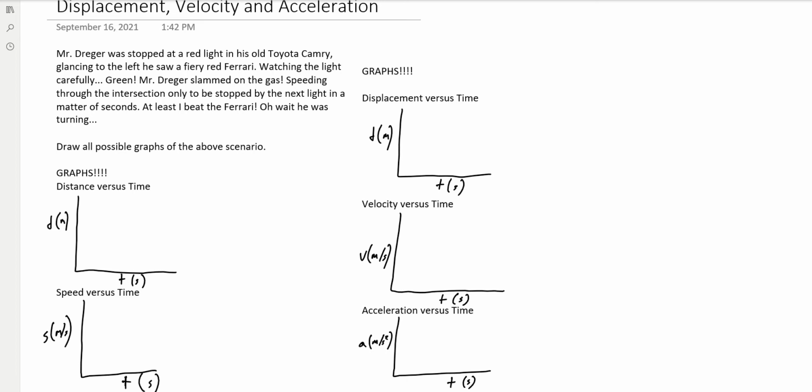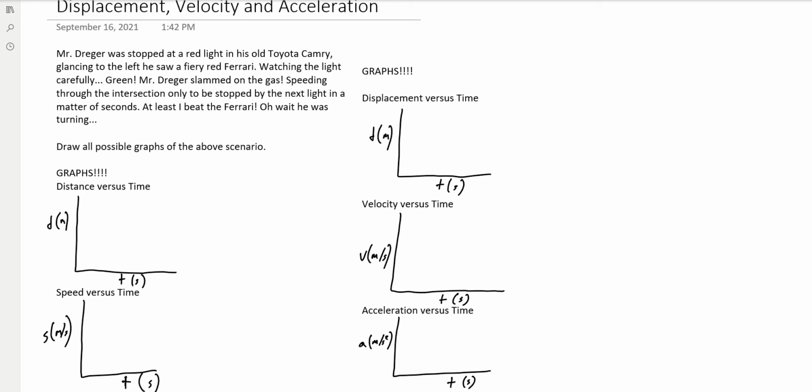Okay, Mr. Drager was stopped at a red light in his old Toyota Camry. Glancing to the left, he saw a fiery red Ferrari. Watching the light carefully, green! Mr. Drager slammed on the gas, speeding through the intersection, only to be stopped by the next light in a matter of seconds. At least I beat the Ferrari. Oh wait, he was turning. So draw all possible graphs of the above scenario.